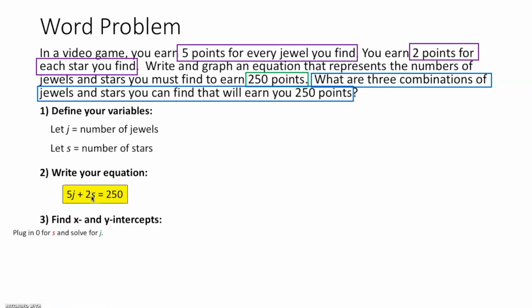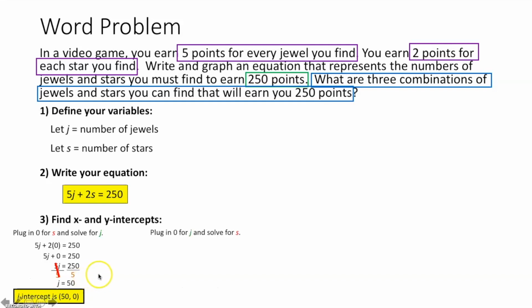Well, we're going to plug in 0 for S and solve for J first to find the J intercept. So we plug in 0 for S and solve for J. What's 2 times 0? That's 0. What's 5J plus 0? That's 5J. And then to get J by itself, I divide both sides by 5. That way these cancel out. I get J is equal to 50. That means on your X-axis or your J-axis, we're going to have a point at 50, 0.